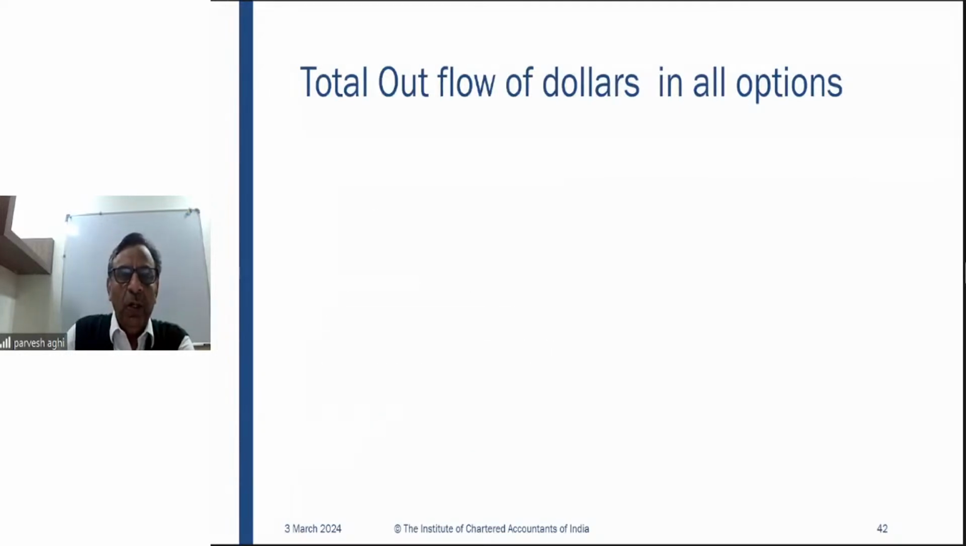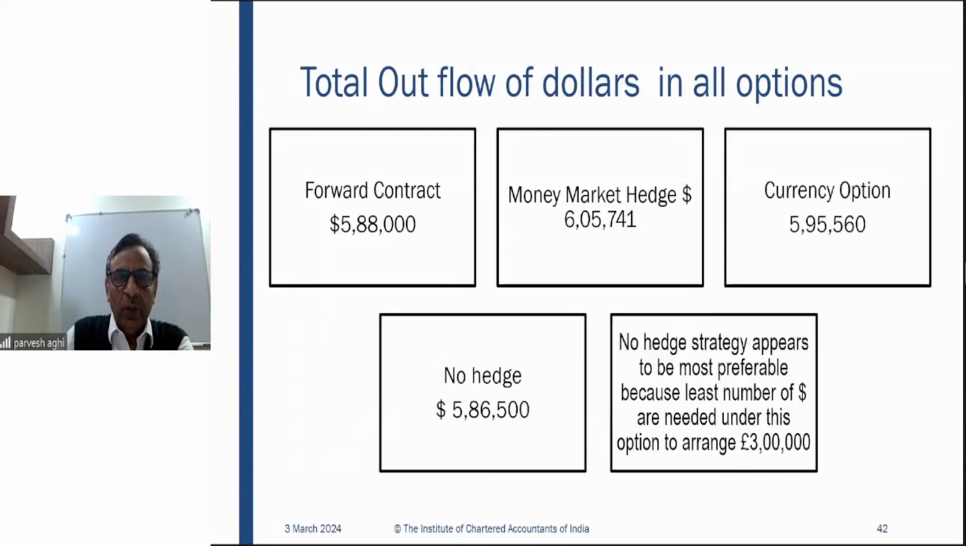So they will always go for no hedge position. Okay, so the no hedge strategy appears to be the most preferable because the least number of dollars are needed under this option to arrange 3 lakh pound. So I hope you have followed.